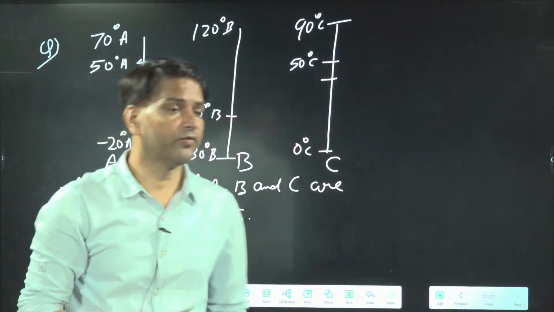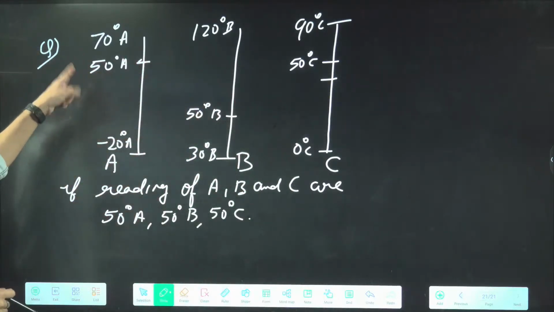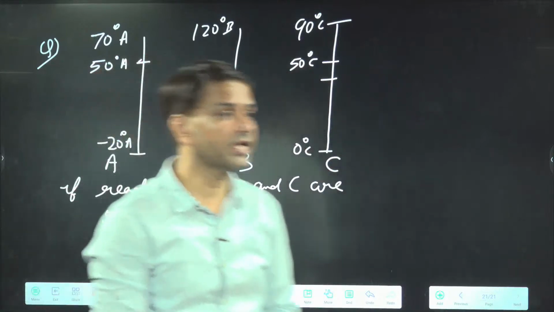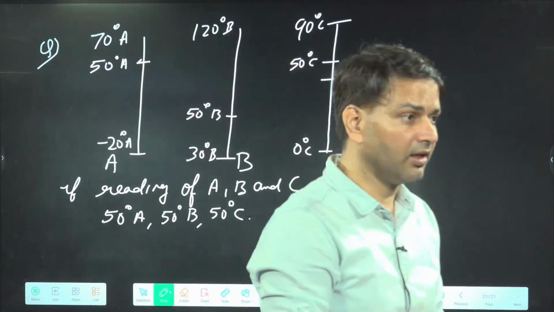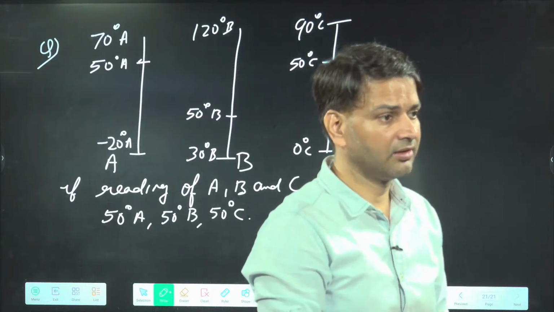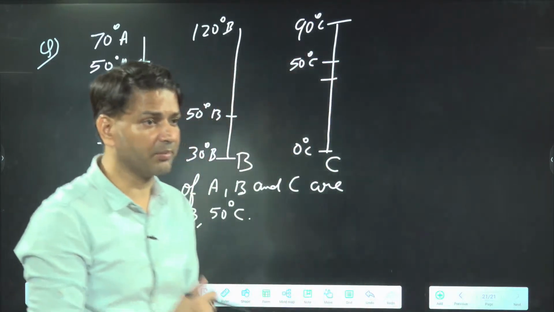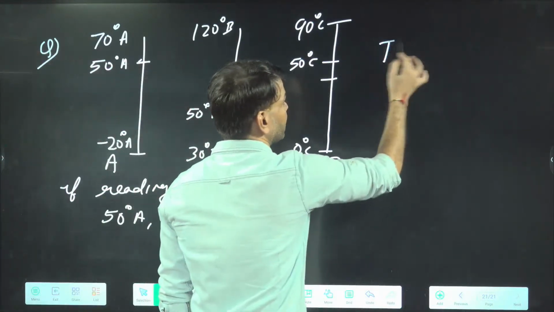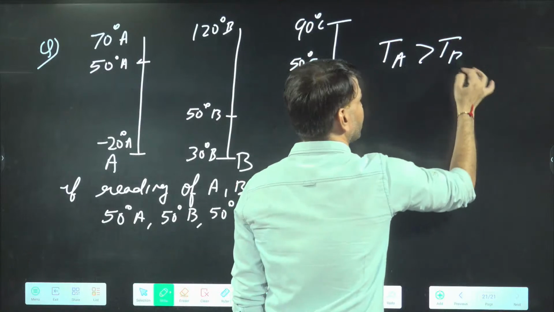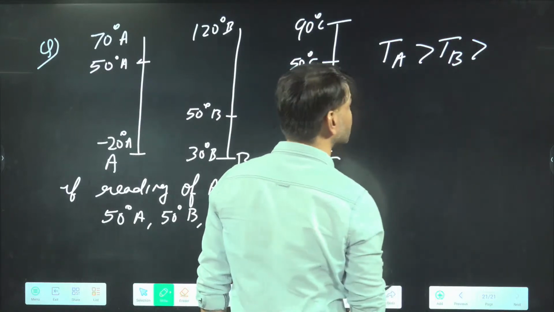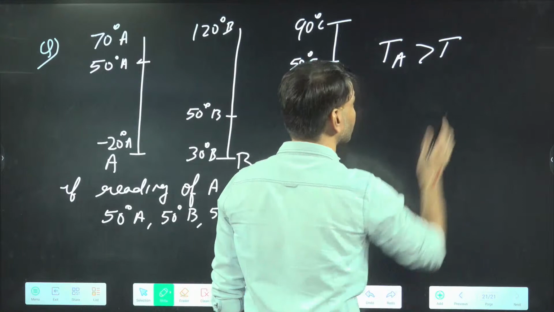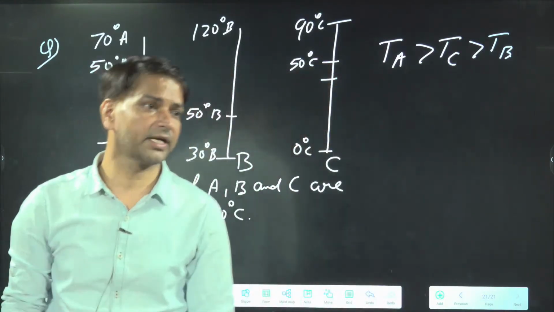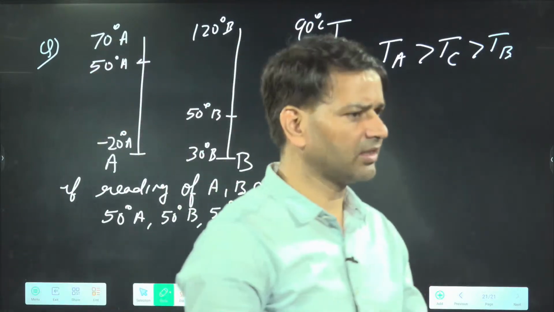Now which is closer to the steam point? A. Which is closer to the ice point? B. And which is just above the middle? C. Which is at higher temperature? A is at higher temperature, then C, then B. So the order of temperature is: temperature of A is greater than temperature of C, and then temperature of B. So A scale is measuring the highest temperature.